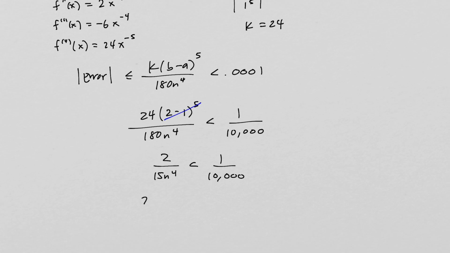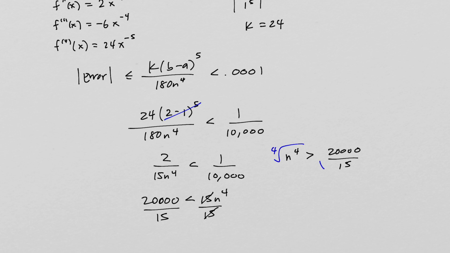Cross multiplying, we have 20,000 less than 15 n to the 4th. Next, we divide by 15. This is going to give us n to the 4th power is greater than 20,000 divided by 15. And finally, we will take the 4th root of both sides. That will allow us to solve for n.